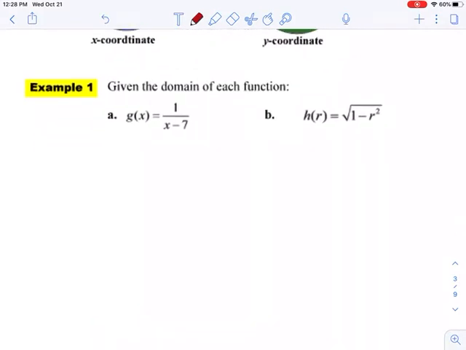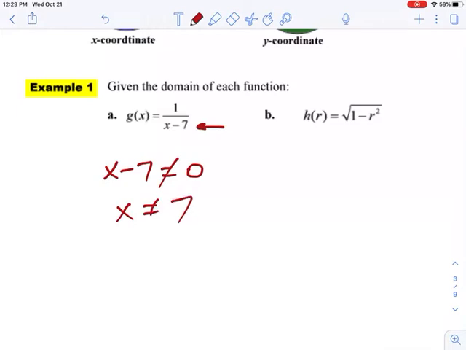Give the domain of each function. Most of the time, when we're trying to find the domain, what benefits us is finding what cannot be in the domain and then saying the domain is everything else. For instance, in this first one, the denominator can never be 0. So if x minus 7 equals 0, we have a problem. It can't equal 0, so we add 7 to the other side: x cannot equal 7.